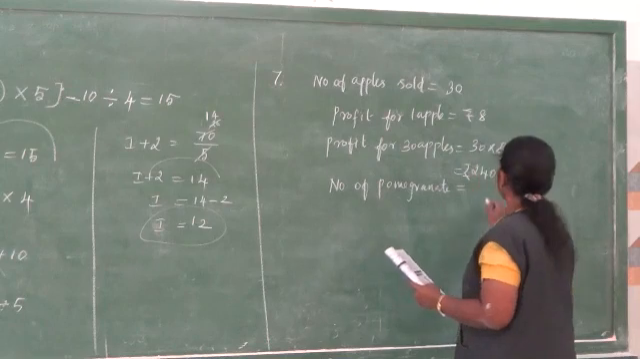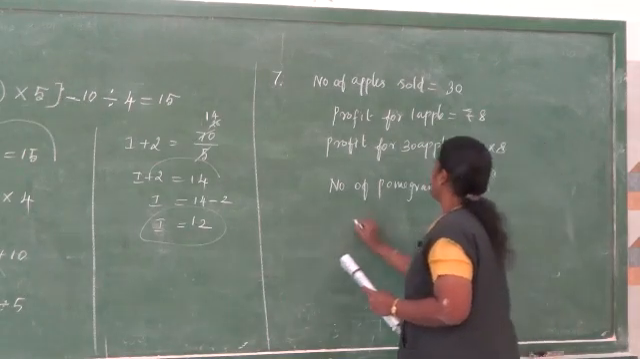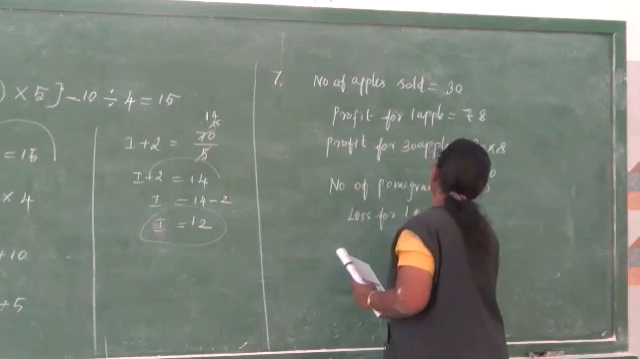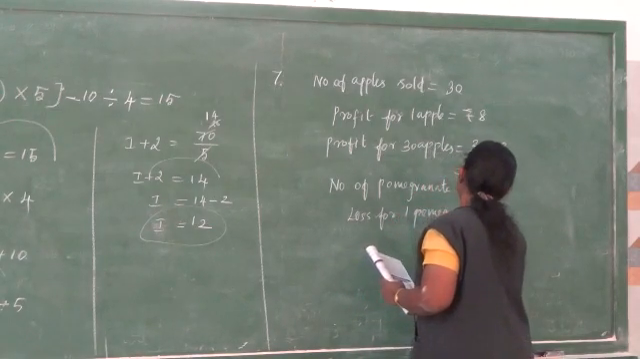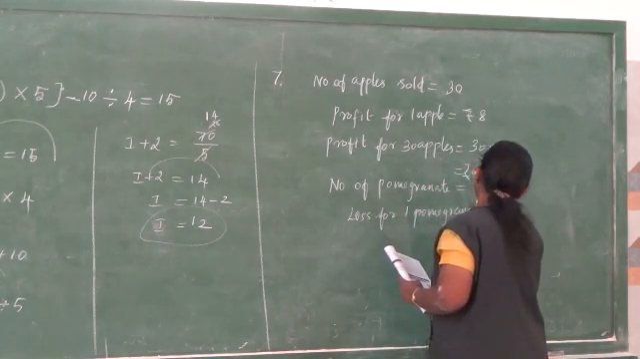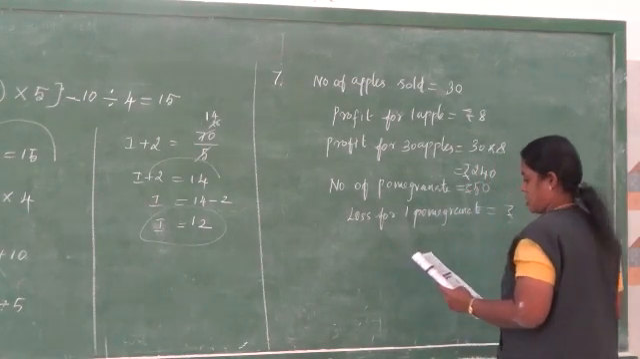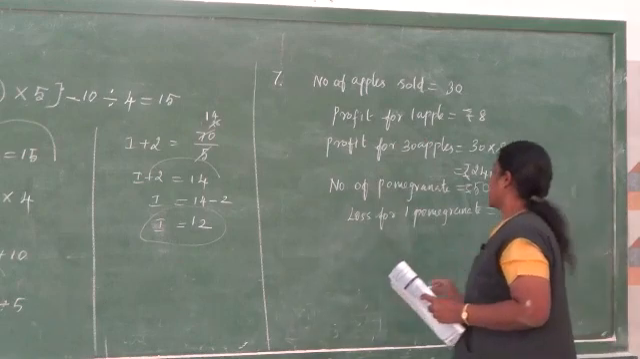That is equal to 50. What is the loss? Loss for one pomegranate equal to rupees 5. What is the total loss?